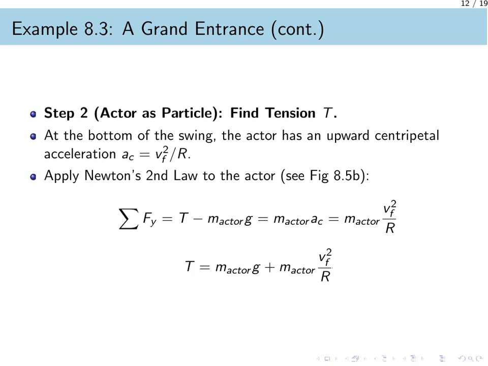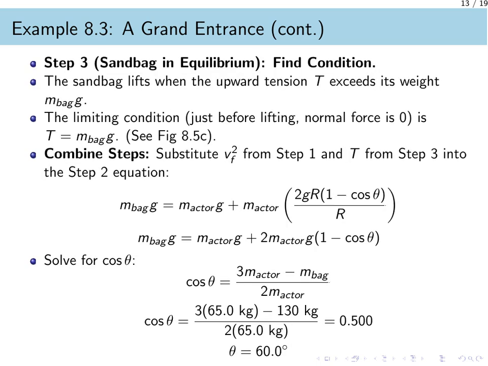Using Newton's second law, the sum of forces in the y direction equals mass times acceleration. This gives us tension minus the actor's weight equals the actor's mass times the centripetal acceleration. We can solve this to find that the tension equals the actor's weight plus the centripetal force. In the final step, we analyze the sandbag. We want to find the limiting condition right before the sandbag lifts off the floor. At this point, the sandbag is in equilibrium, and the normal force from the floor has just become zero. This means the upward tension in the cable is exactly equal to the sandbag's weight.